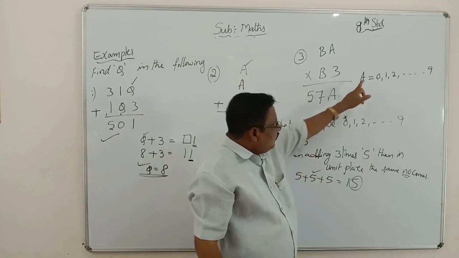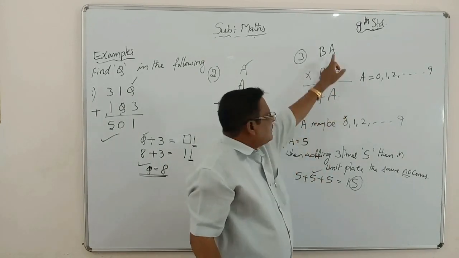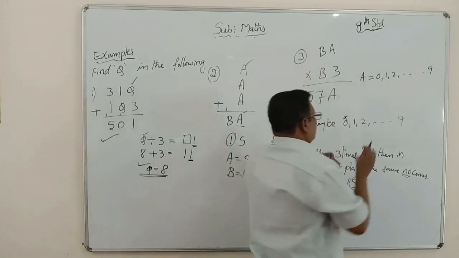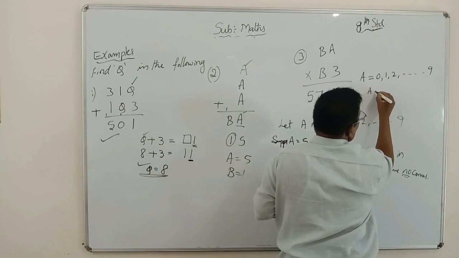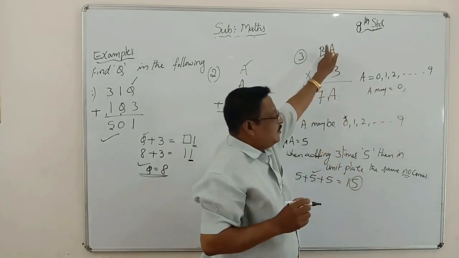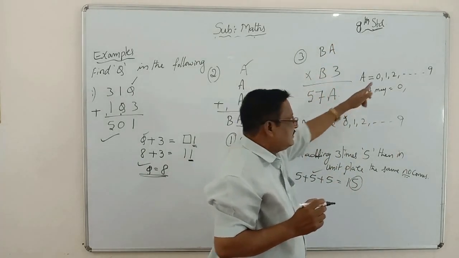See, when the A value is 0, the same value comes here. Suppose A value is 0, then 3 into 0 is 0. Okay, A may be 0. 1 means 1, 3 ones are 3. Here 3 comes, not 1. It does not work.